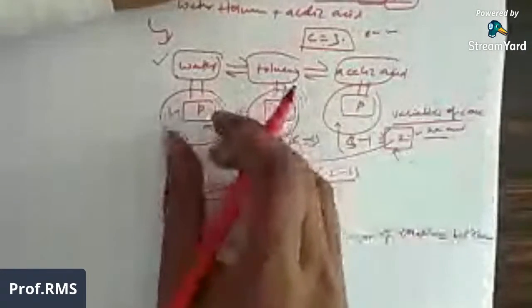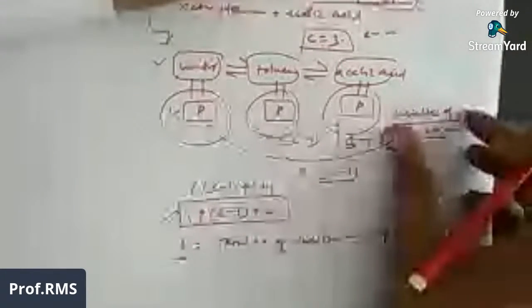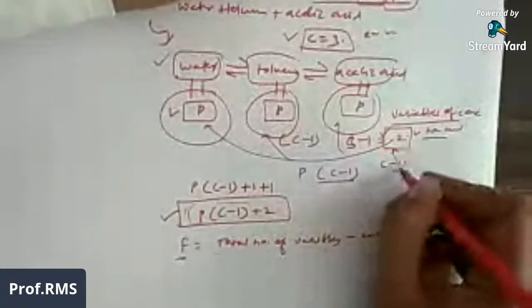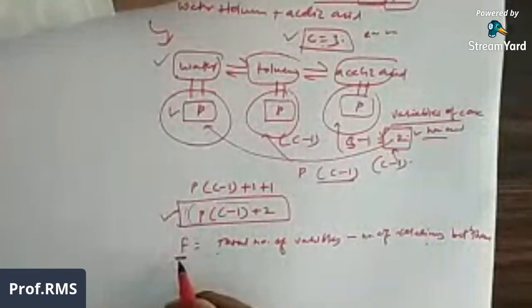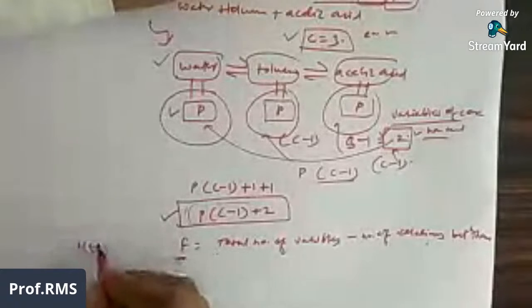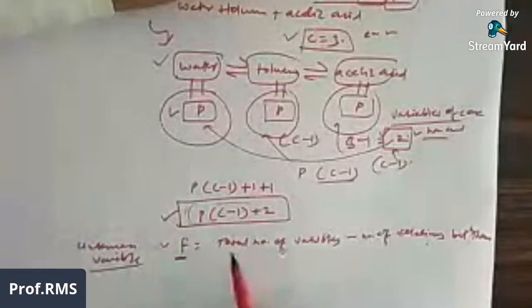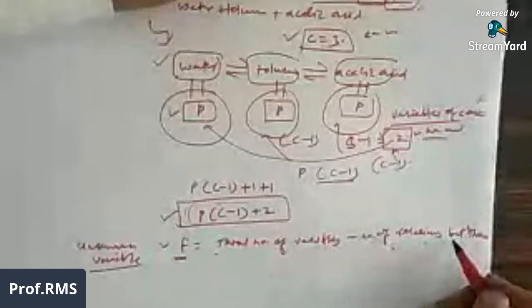How can we determine this variables of concentration? You know already that we have discussed here that for each composition, for each phase we need to determine the variables of concentration. And how can we determine the concentrations of variables? Using the number of component and using the C minus 1. So here we need to find out the degree of freedom, that is a fixed variable, and you can say that unknown variables. So total number of variables that we have and the number of relations between them.